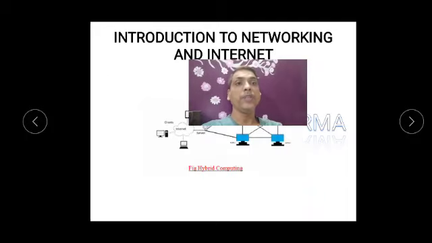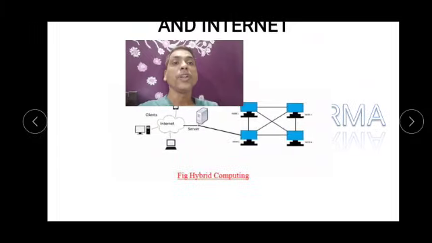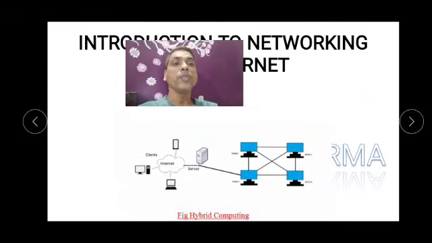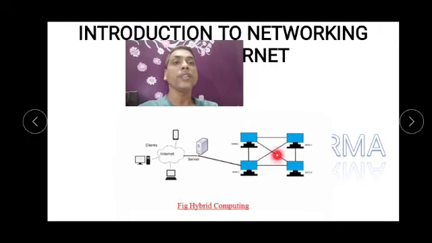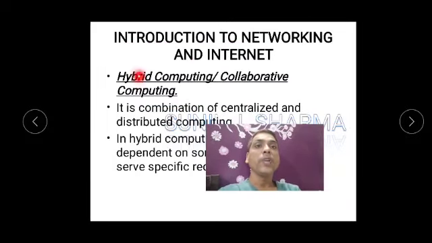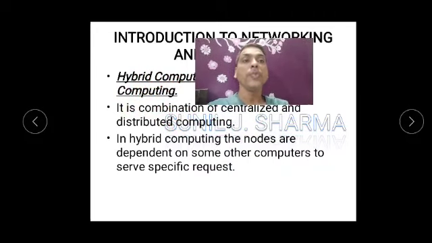Now let's go with the last thing, that is hybrid, or collaborative computing. It is a mixture of both centralized computing and, as we have just seen, distributed computing. So hybrid computing or collaborative computing is a combination of centralized and distributive computing. In hybrid computing, the nodes are dependent on some other computers to serve a specific request.